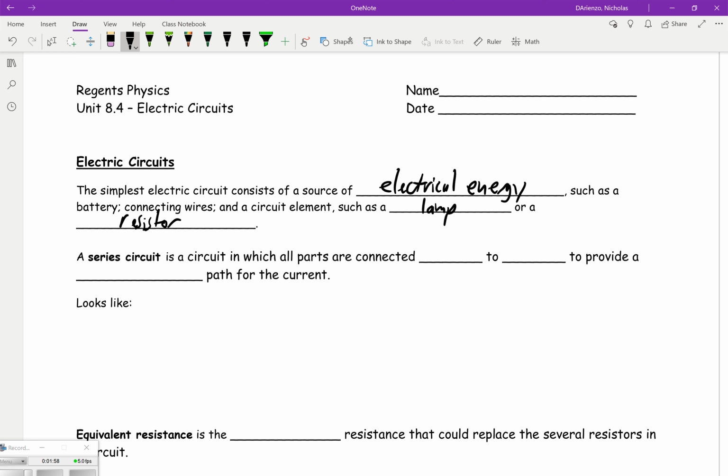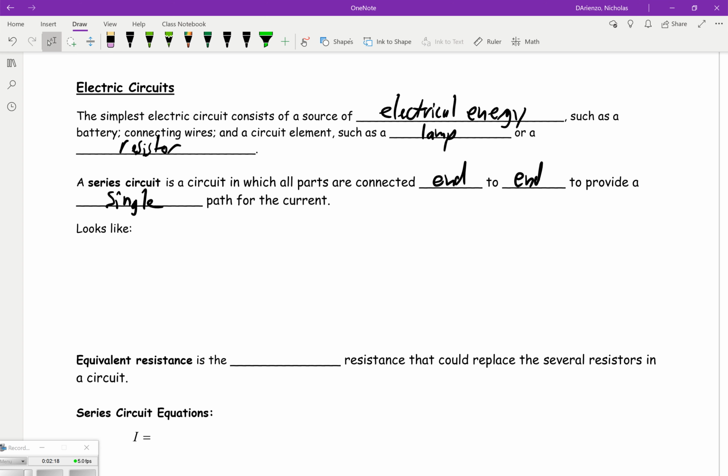And a series circuit is real basic. It's a circuit in which all parts are connected end to end. And what that does is it provides just one path, or a single path, for current to flow. So where current's being generated or stored in a battery to run some type of device on an electric circuit, there's only going to be one path for that current to flow.